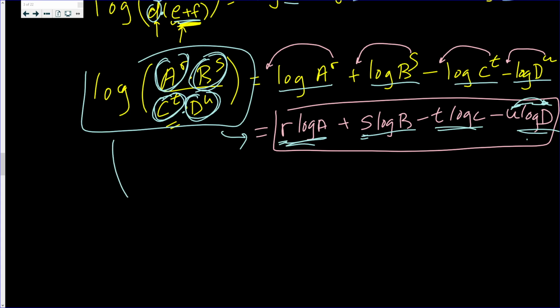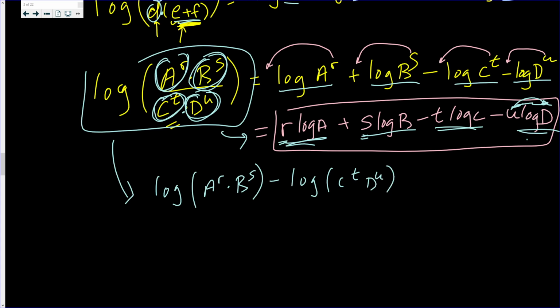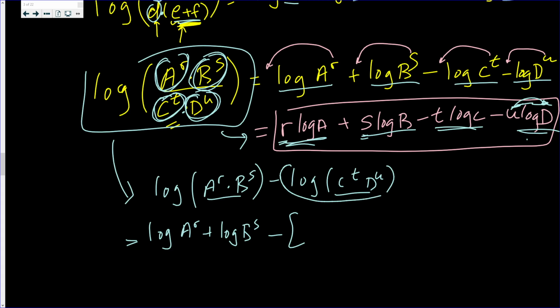Okay, I mean, we could say it's the log of the numerator minus log of the denominator. Nothing wrong with that. And we have a product, so it's log of A to the R plus log of B to the S minus, we have our product. Now we have to take away all of this, and all of this is, since the product is the log of C to the T plus the log of D to the U.